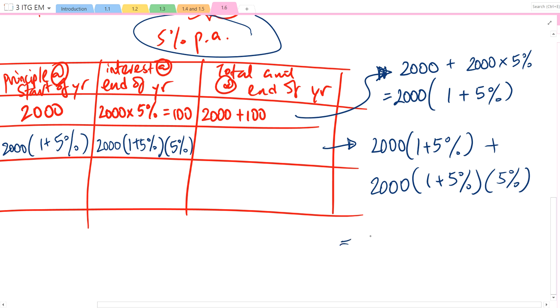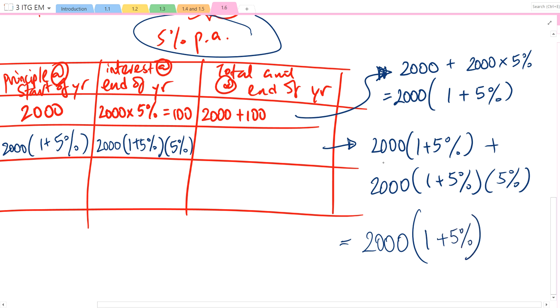What can I factorize out this time? 5%? Are you sure I can factorize this? What should I factorize out? 2000. Is this the only thing I can factorize out? 1 plus 5%. I factorize these two out, right?